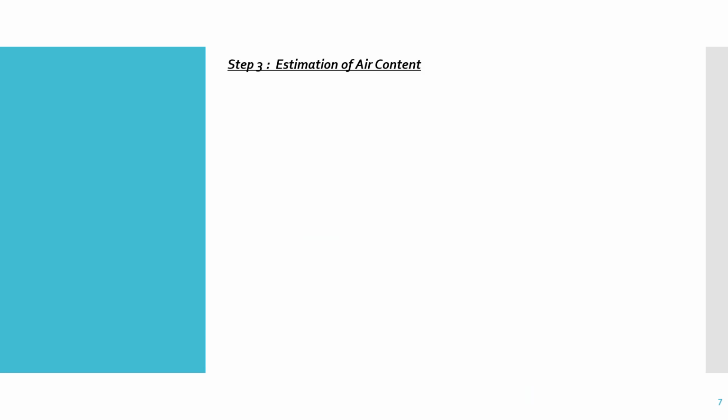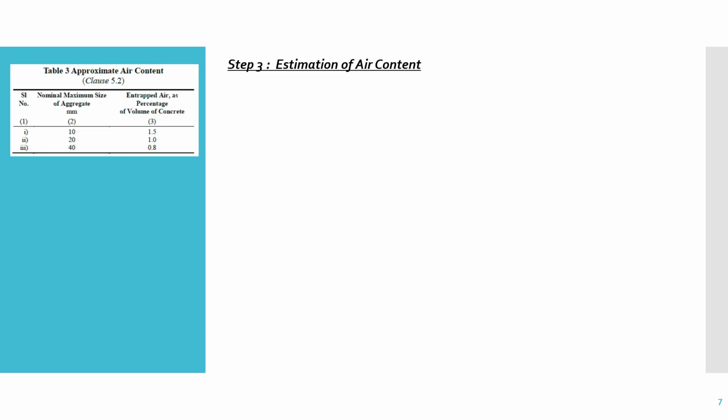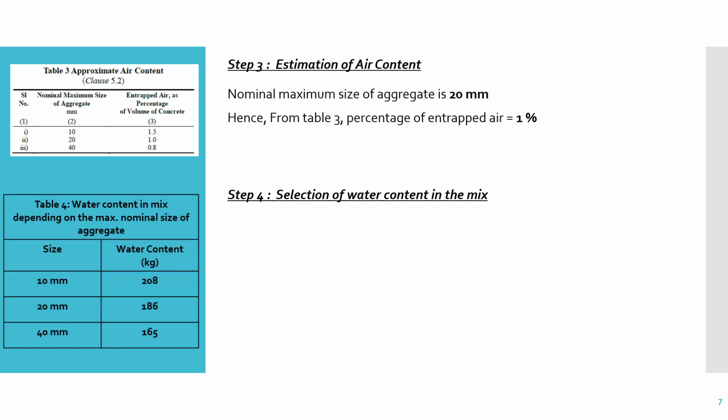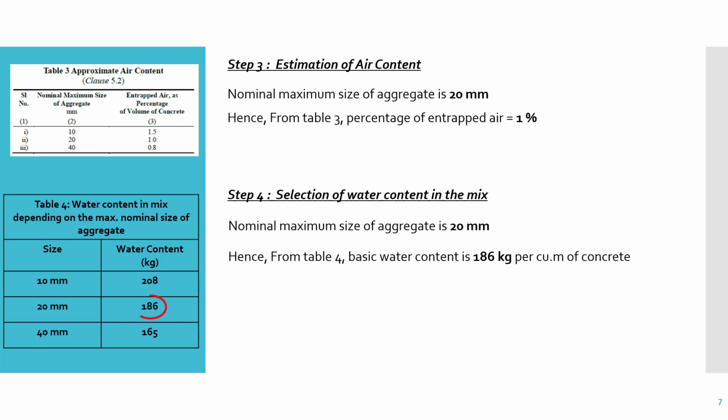Step 3 was estimation of air content. From Table 3 of IS 10262-2019, if we look for 20 mm aggregate, we can get the percentage of entrapped air to be 1%. Step 4 is selection of water content in the mix. From Table 4, for 20 mm aggregates, the basic water content value is 186 kg per meter cube of concrete.